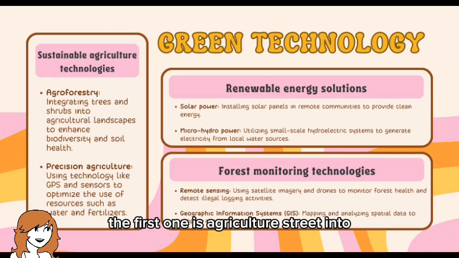The first one is agroforestry, integrating trees and shrubs into the agriculture landscape to enhance biodiversity and soil health. The second one is precision agriculture, using technology like GPS and sensors to optimize the use of resources such as water and fertilizers. Next, renewable energy solutions.